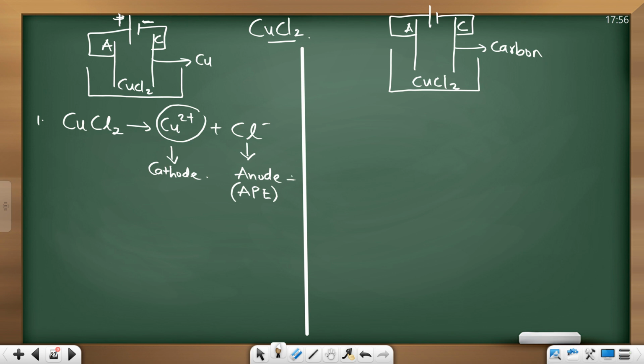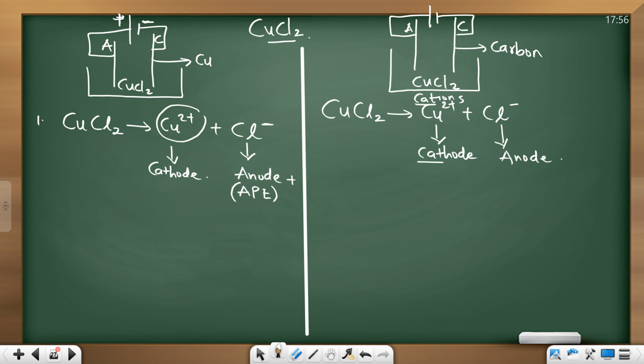Is it making sense? Same thing will happen on that side. Here, CuCl2 will break down into Cu2 plus and Cl minus. This one goes to the cathode, and this one goes to the anode. If you remember one of the ways I told you, the anions will always go to the anode. These ones are called cations. The cat goes to the cathode. And these are called anions. The an goes to the anode.